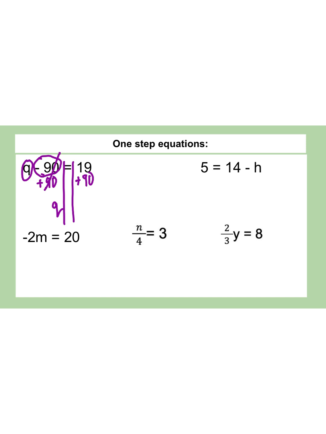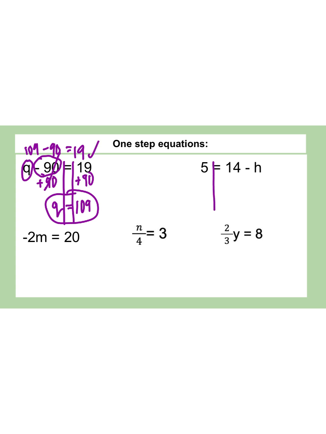on the left-hand side. On the right-hand side, I'm going to add those things together, and I have my solution. I can plug this in to check: 109 instead of q, minus 90 equals 19. If it equals the same thing that you see, check, you've got it.